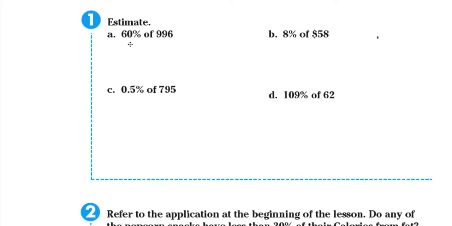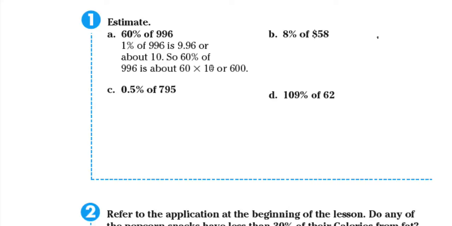So we want to estimate 60% of 996, and we're using the 1% method. So 1% of 996 is 9.96 or 10. Since we're using 60%, 60% of 996 is 60 times 10 or 600. So it's about 600. Let's take a look at letter B.